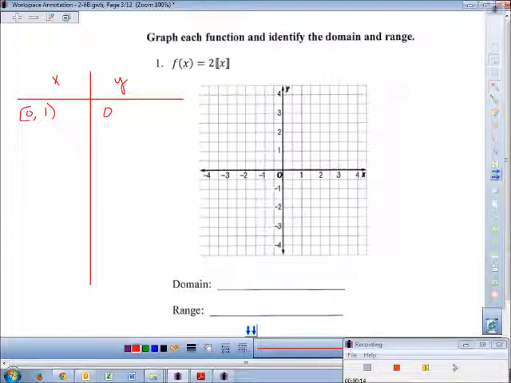Okay, let's plot it right away. We went to 0, 0, and then it goes over to 1, 0, which is not really included. Right, open dot, closed dot.